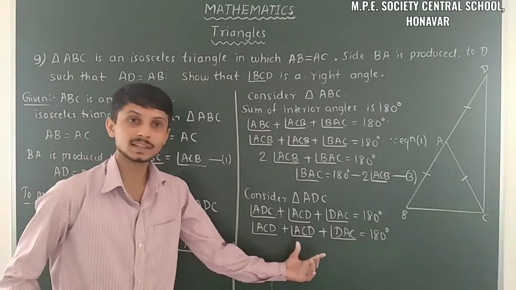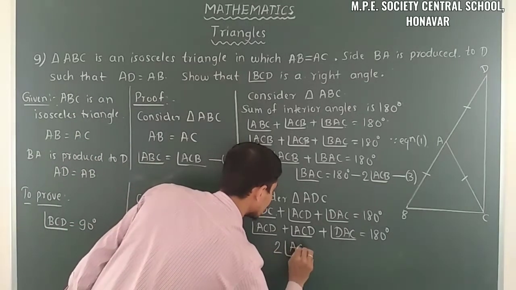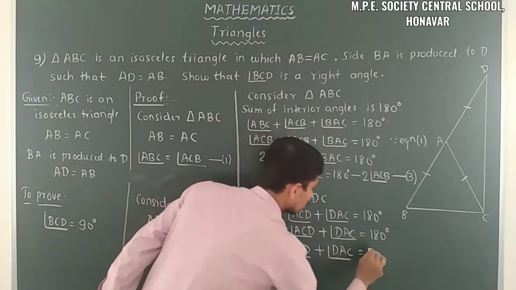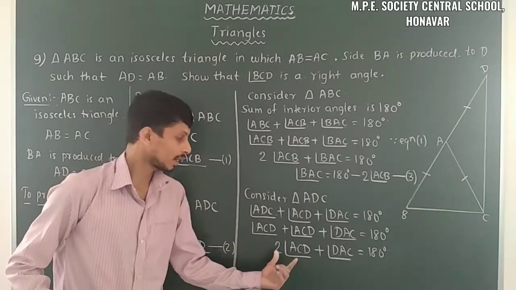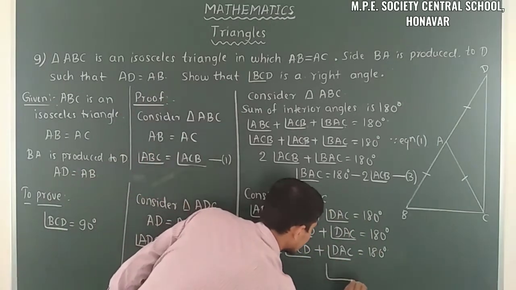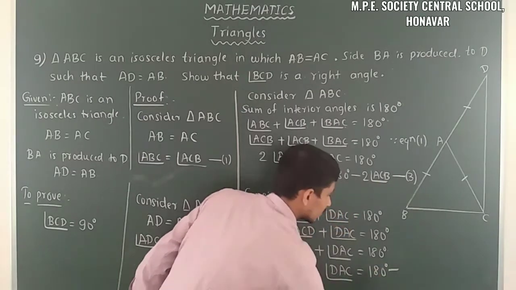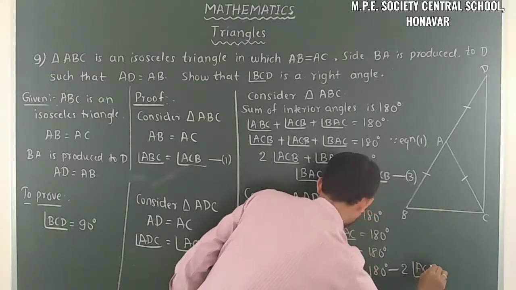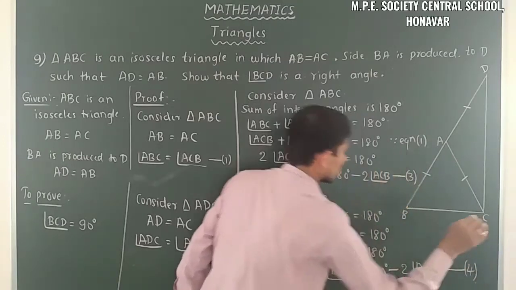Observe angle ACD plus angle ACD is equal to 2 into angle ACD. That is 2 into angle ACD plus angle DAC is equal to 180 degrees. Here I will transpose the same 2 into angle ACD to the RHS. That is angle DAC is equal to 180 degrees minus 2 into angle ACD. I will take this as equation number 4.